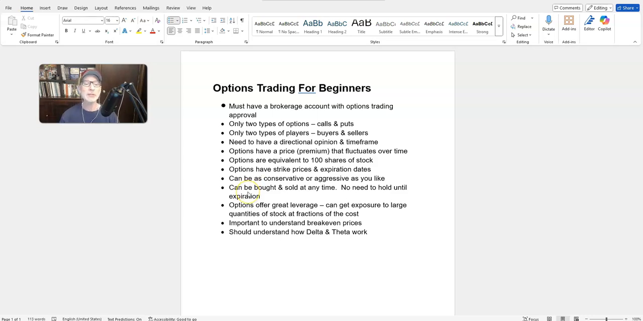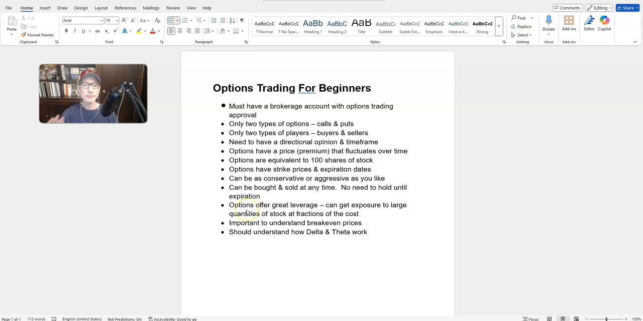The other thing about options is that they can be bought and sold at any time. You can buy them 1 minute, sell them the next minute. You can buy them now, you can sell them a month later, buy it now, sell them 6 months later. It all depends on which expiration date you choose and whether the stock moves quickly in your favor or not. So you don't have to hold an option all the way to its expiration date. A lot of people don't understand that, okay?